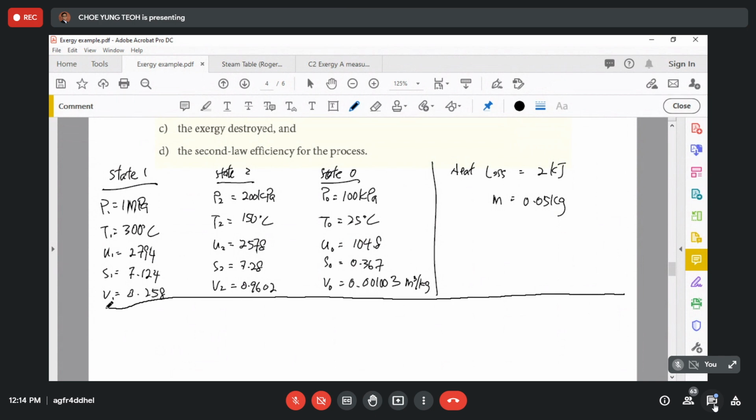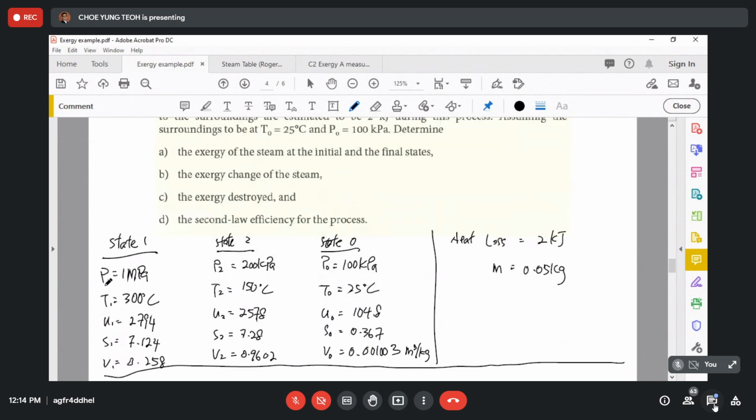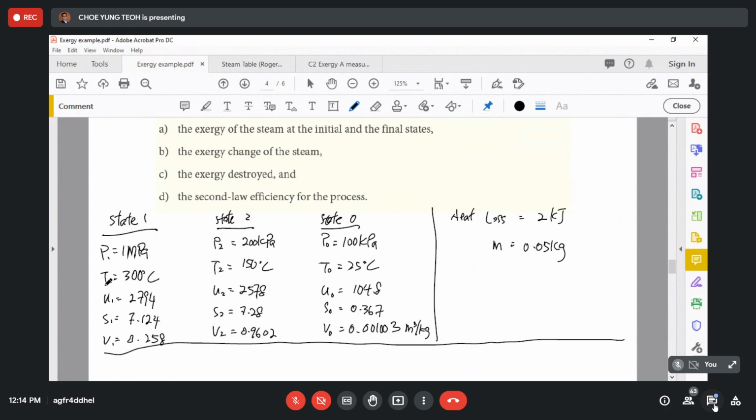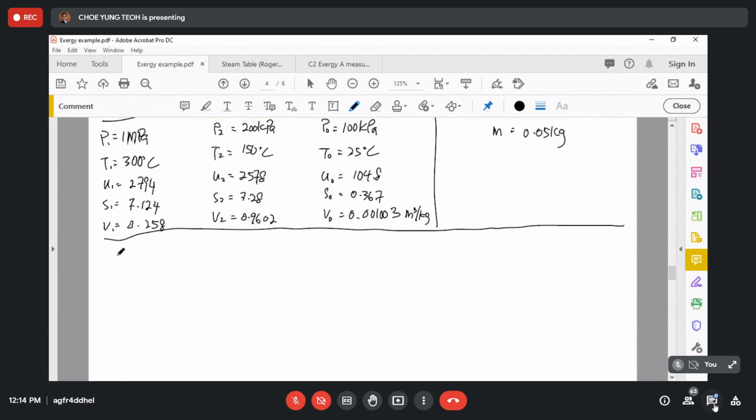I need to start to answer the question. First, the exergy of the steam at the initial and final state. So the exergy of the steam at the inlet should be X1. X1 will be equivalent to M, this is a closed system, phi 1 minus phi 0. M only has 1, no need to put 1.